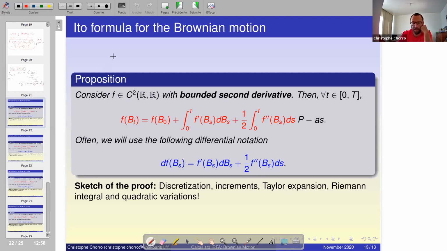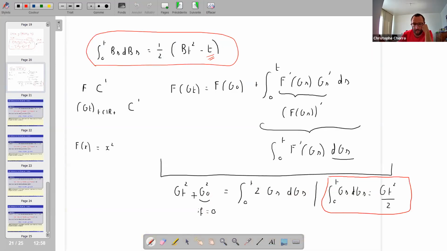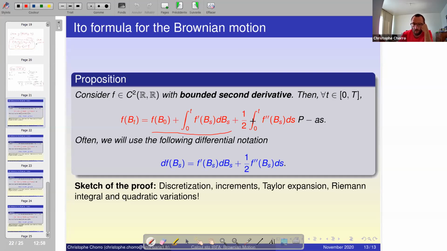So this term here, the beginning of the formula, is exactly what I obtained here. It's the beginning: f of gt is equal to f of g0 plus the integral between 0 and t of f prime of gs dgs. So we have for the Brownian motion the same beginning, but we have this extra term here that is equal to 1/2 the integral between 0 and t of the second derivative of Bs ds. So it's here the new term with respect to classical computation.